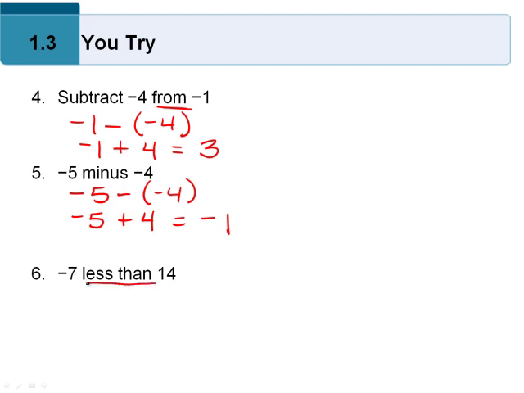And here we have less than. Okay, so negative 7 less than 14. So we have to have negative 7 taken away from 14. So you're going to have 14 minus negative 7. So be careful there about those signs. Now we keep 14, change it to addition, and the opposite of negative 7 becomes positive 7. Well, now you just have two positive numbers. 14 plus 7 would be 21. And that's it for section 1.3.